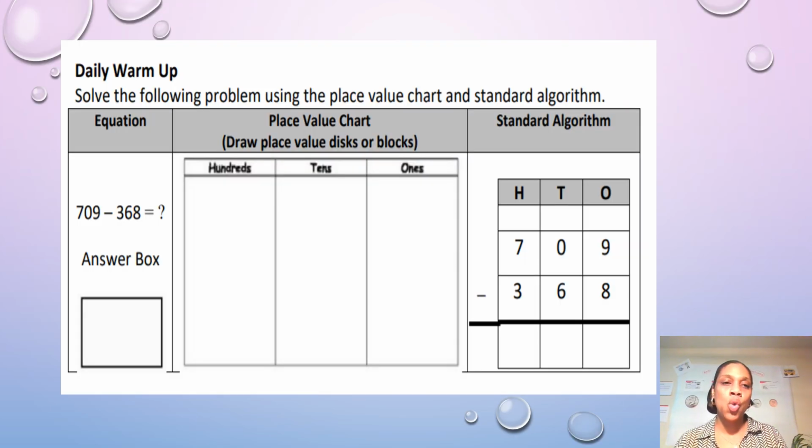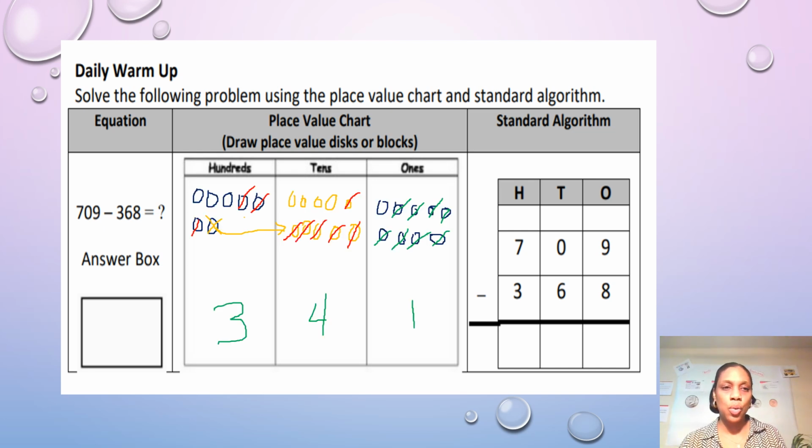For our daily warm-up, we're going to solve the following problem using the place value chart and the standard algorithm. So we had to draw out our problem. As we were drawing out our problem, we started with the number 709. We drew 7 hundreds, 0 tens, and 9 ones.